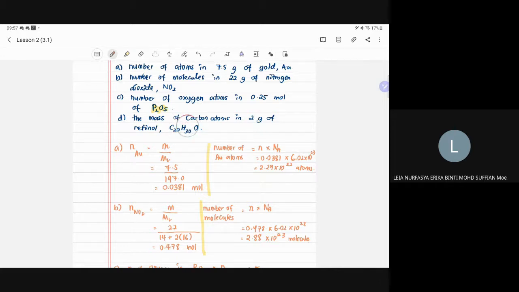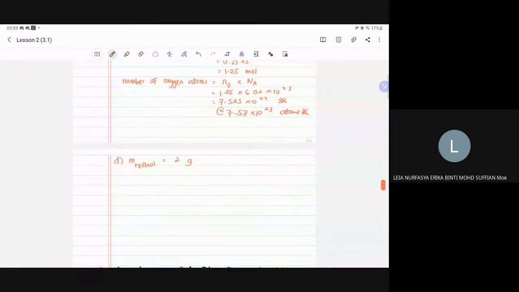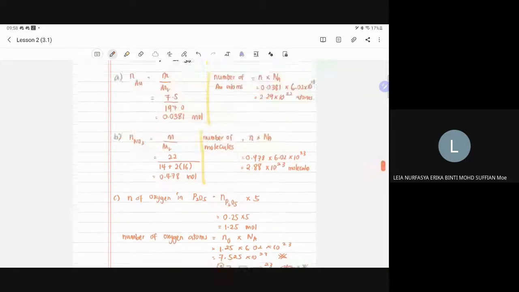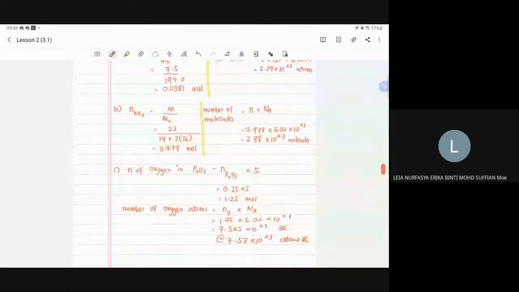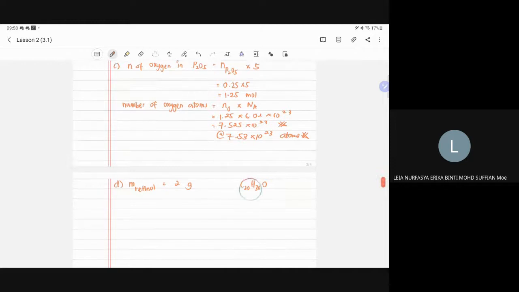So 2 gram tukar kepada mol dia. Lepas tu darab dengan 20. Lepas tu tukar balik kepada mass. Satu lagi cara, kita boleh guna just mathematical punya konsep. Kita tengok dia punya formula C20H30O. So ini adalah formula dia.